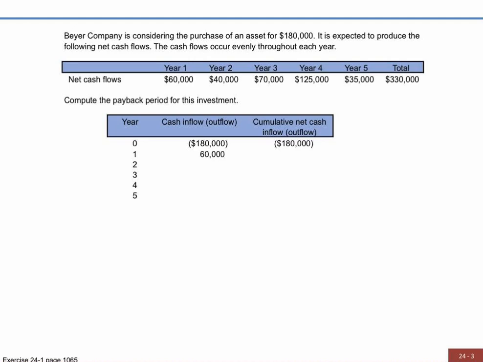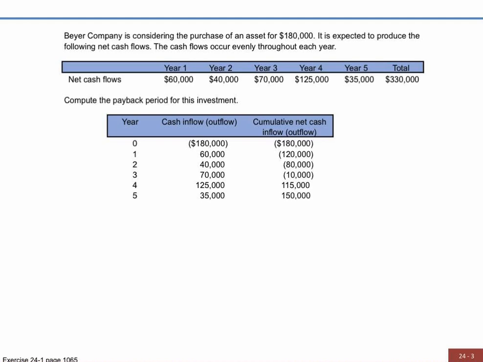So year one, we have a cash inflow of 60,000, which would make the cumulative 120,000 outflow. Year two has a 40,000, so we have 80,000 for the cumulative as an outflow. Year three, we have 70,000 for a cash inflow, so 10,000 for a net cash outflow. So after 3 years, we still have not recouped the full 180,000. Year four, we have 125,000 for the cash inflow. So you'll see a little bit after the 3rd year is when we are going to have the payback period computation. We're going to have a net cash inflow at the end of year four for 115,000.